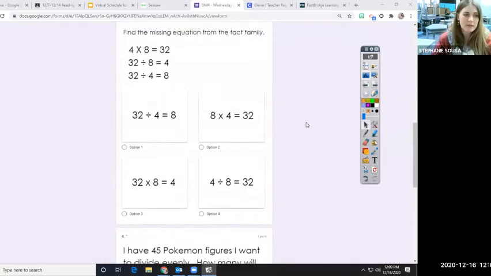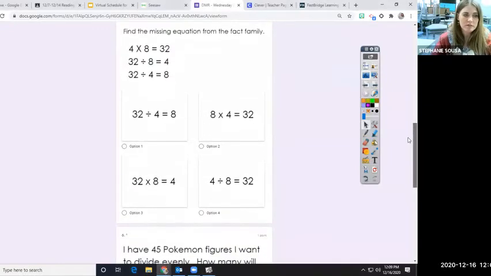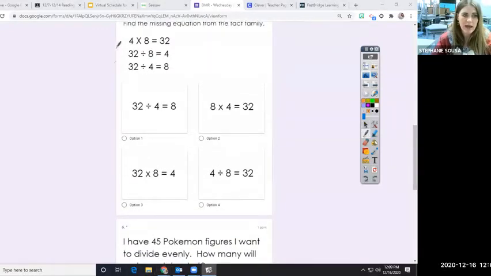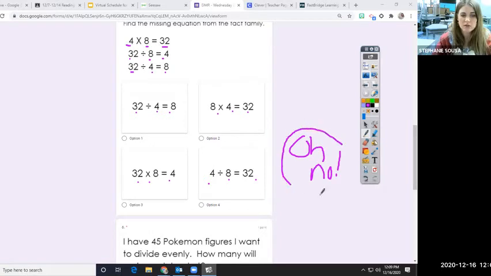Okay, fact families. Find the missing equation for this fact family. We can see that we have 4, 8, 32, 4, 8, 32, 4, 8, 32. So our answer should also have a 4, 8, 32. Uh-oh, they all have it. Oh no. I guess I'm gonna have to use common sense and see which one makes sense, okay?